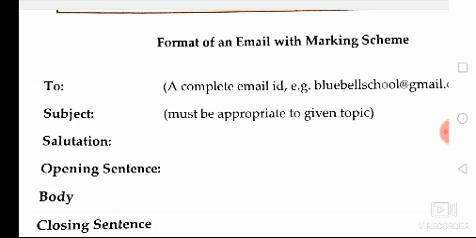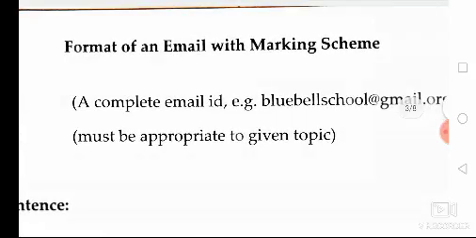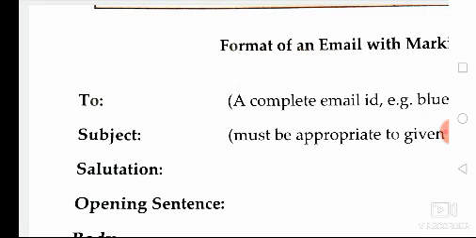So, there will be "To". "To" means what? A complete email ID. Here an example is given: bluebellschoolgmail@gmail.com. So, "To" means to whom we have to send the mail. Their email ID has to be mentioned. "To" means the person to whom we want to send the mail.